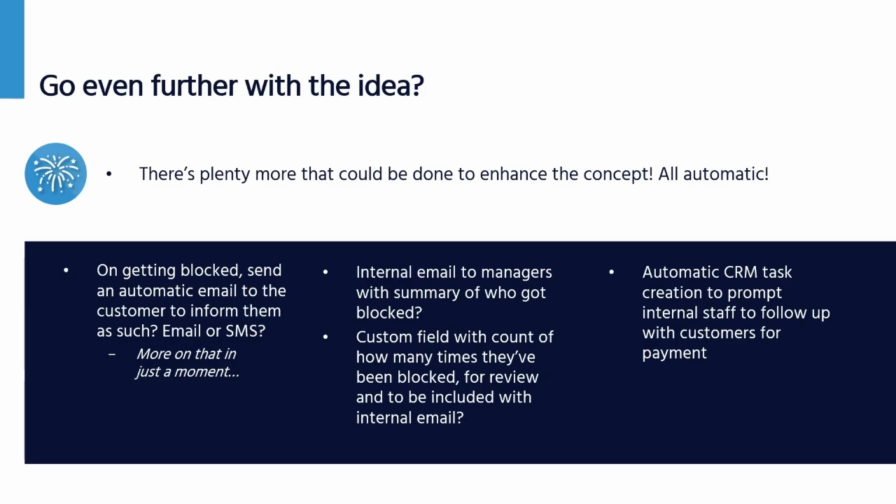You could have a custom field against customers, which has a count of how many times they've got blocked. So maybe if you get blocked once, who cares? If you get blocked twice, maybe that's going to trigger some alternative process where a review occurs, because maybe their credit terms need to be reviewed. If they're not paying their bills for 2+ months multiple times, maybe they need to stop getting terms. If you're using CRM, we could have an automatic CRM task that gets created that's going to prompt internal staff to follow up.